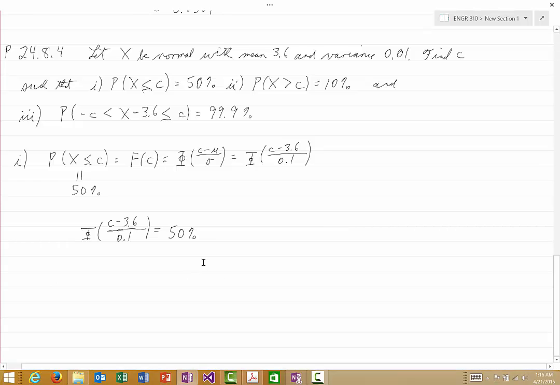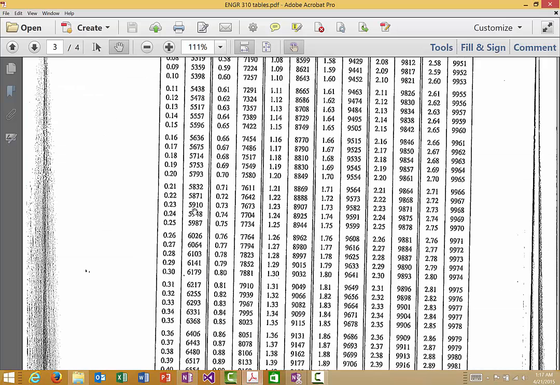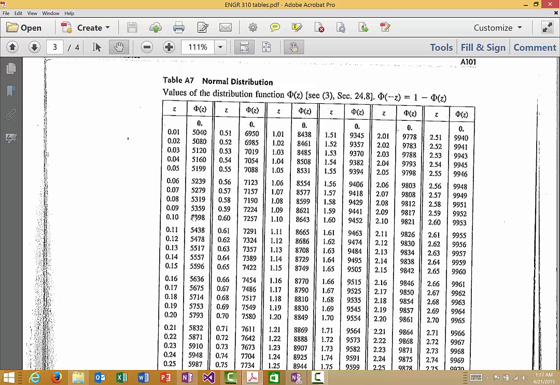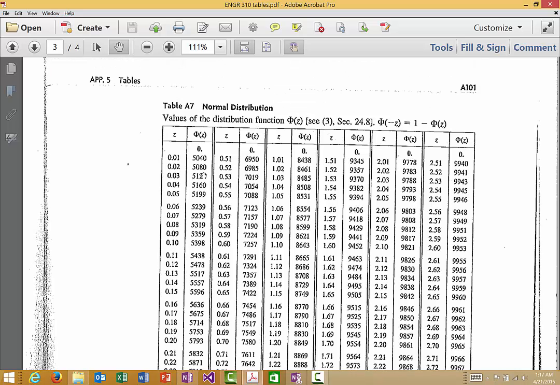Now let's see if we can find a C that will satisfy that. Well, if we go to the tables and we're looking for a phi that's equal to 0.5, we notice that there is no phi. First of all, we're going to look at table A7. If we look in table A7 for a phi of 0.5, it seems that all the values of phi are greater than 0.5.